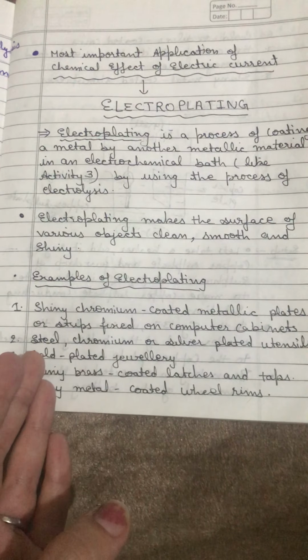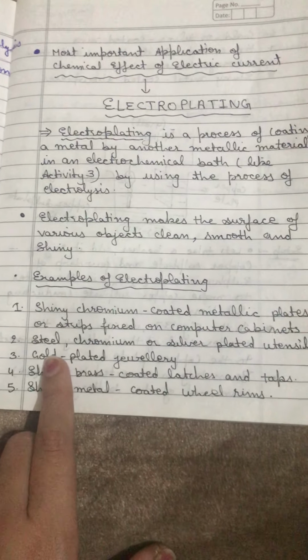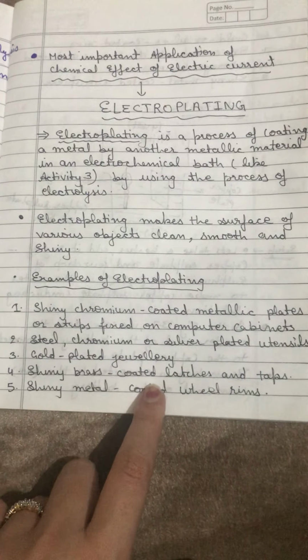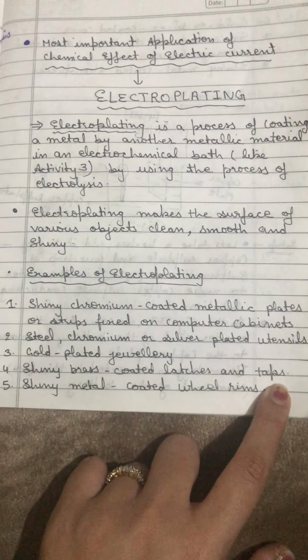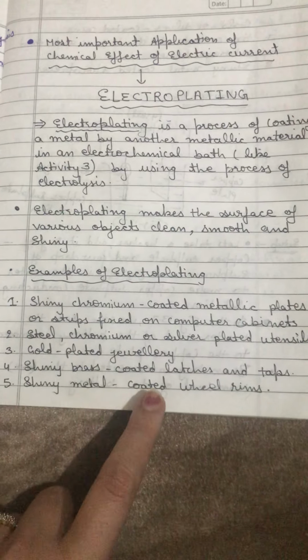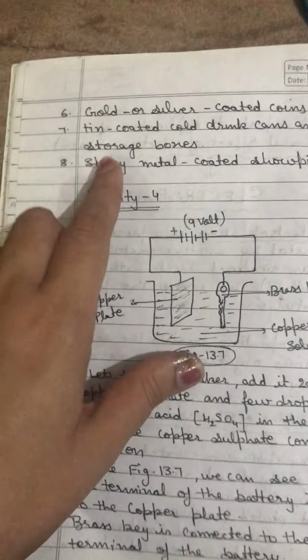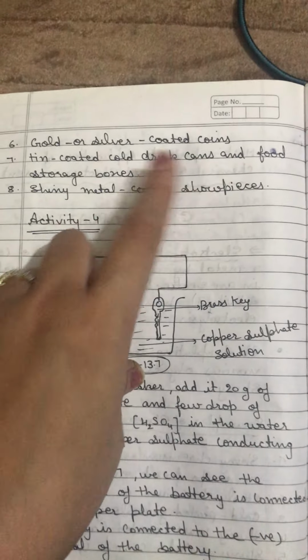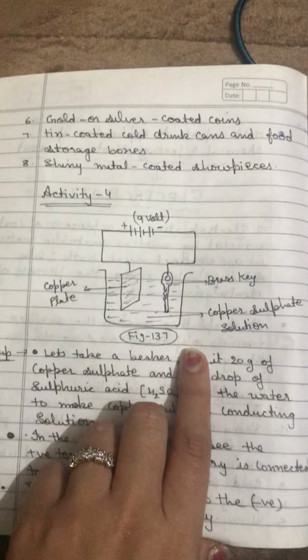Steel, chromium or silver plated utensils, and gold plated jewelry are very common examples. There we electroplated gold on another material. Shiny brass coated latches or taps, shiny metal coated wheel rims, also gold and silver coated coins, tin coated cold drinks. These all are examples of electroplating.